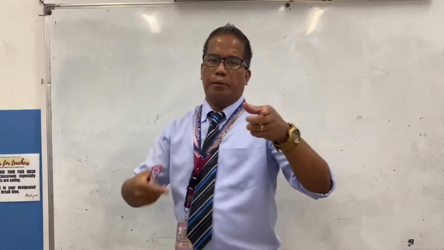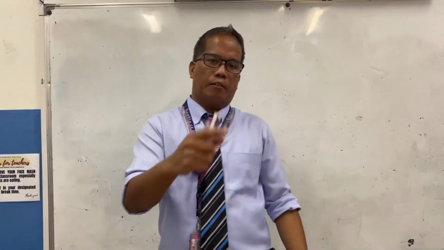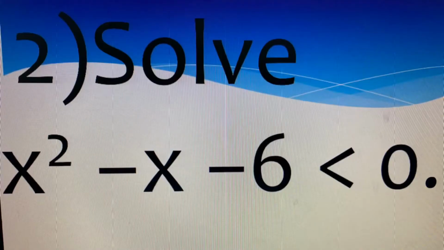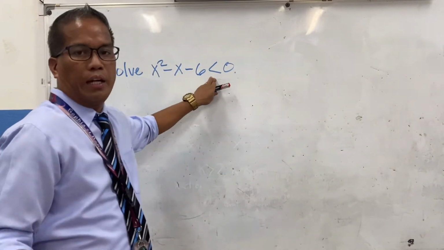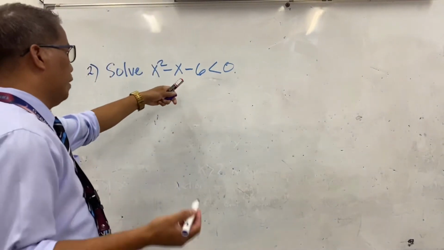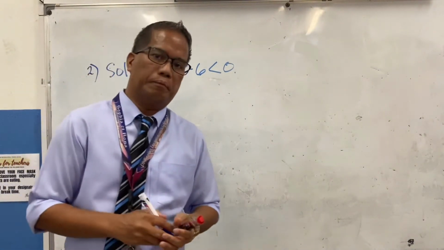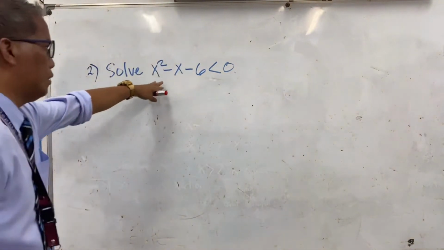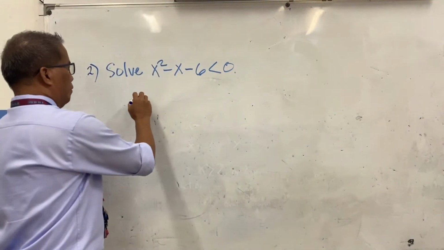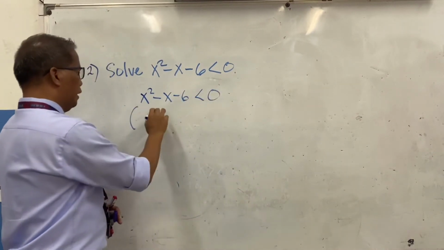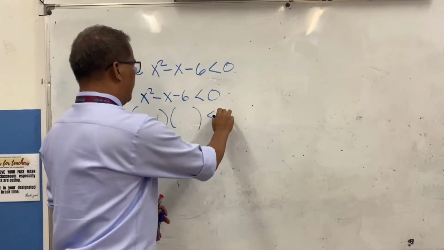So for example number 2, we will use the inequality sign less than. Okay, so here's the question. Solve x squared minus x minus 6 less than 0. This is the symbol of inequality. Now, as you will see, the quadratic inequality is already in standard form. So all we have to do is find the roots of this. We have x squared minus x minus 6 less than 0. Then let us use factoring.